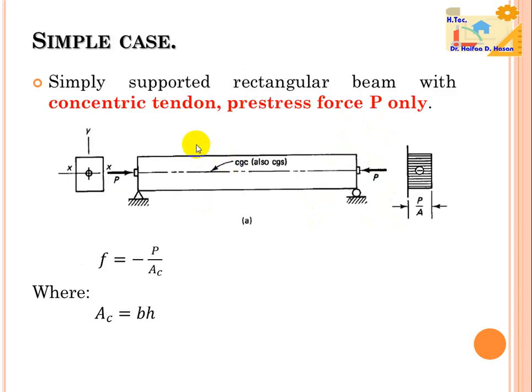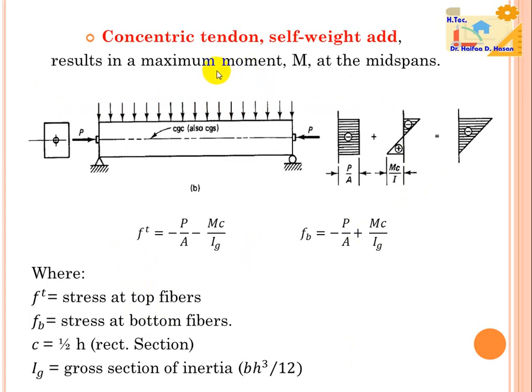Simple case: simply supported rectangular beam with concentric tendon, with only the prestressing force applied to the member. Here we can see the prestress force at the center line of the concrete, forming only compressive stresses equal to negative P over A, where the area of the cross section equals B multiplied by H. And here the concentric tendon.